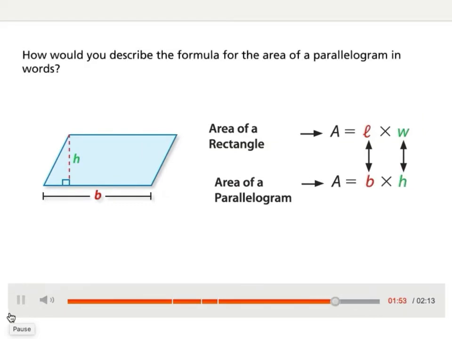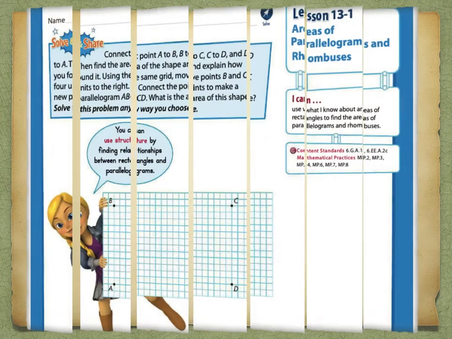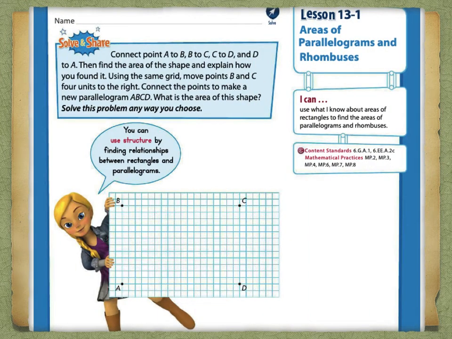How would you describe the formula for the area of a parallelogram in words? To find the area of a parallelogram, multiply the base by the height. Now you know how you can use the formula for the area of a rectangle to find the area formula of a parallelogram. So now you know that the area of a parallelogram or rhombus is equal to the base times the height. So let us start answering some exercises in the textbook.